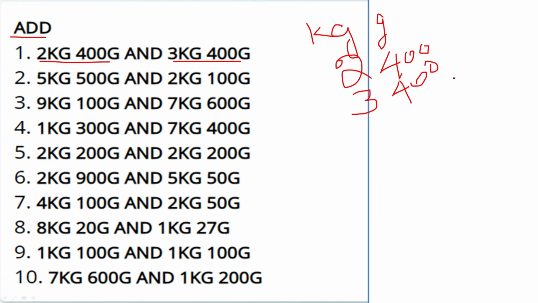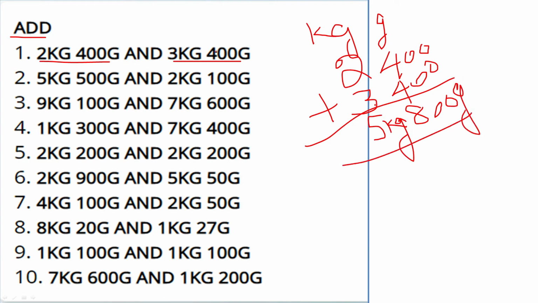Now we can add. 0 plus 0, 0, 0, 4 plus 4, 8, 3 plus 2, 5. 5 kilogram and 800 gram. The total 5 kilogram and 800 gram. Like that you can add the remaining sums. That is for practice.